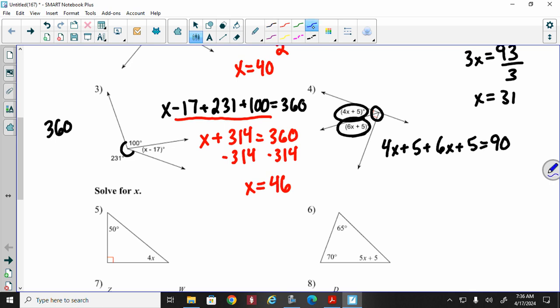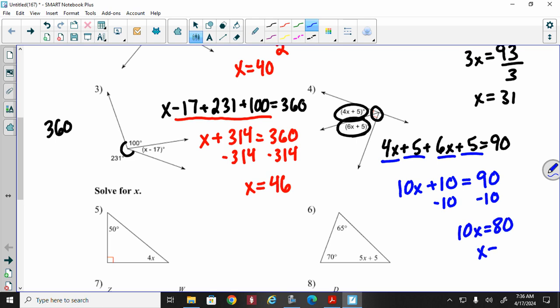All right. So there's a couple of like terms. First off is the 4x and the 6x. Add them together, you get 10x. Then you have this positive 5 and this other positive 5, which is 10 as well. So at this point, we're just going to subtract 10, subtract 10. We get 10x is equal to 80, and then x is equal to 8.